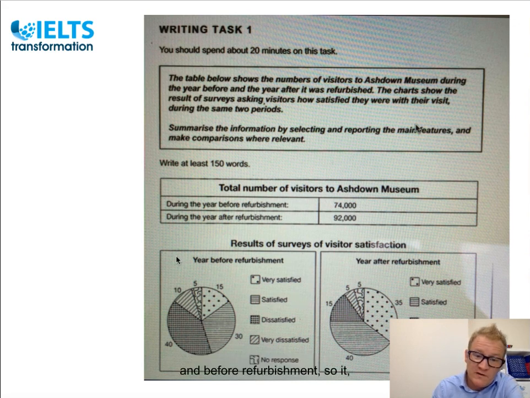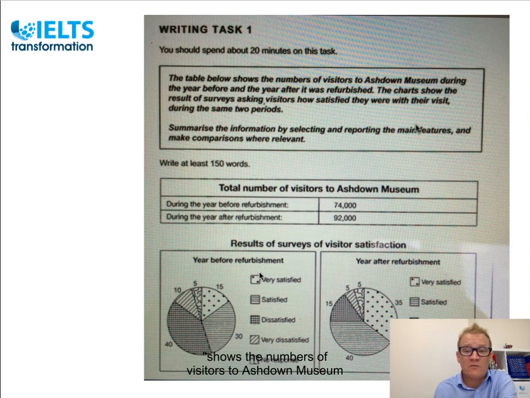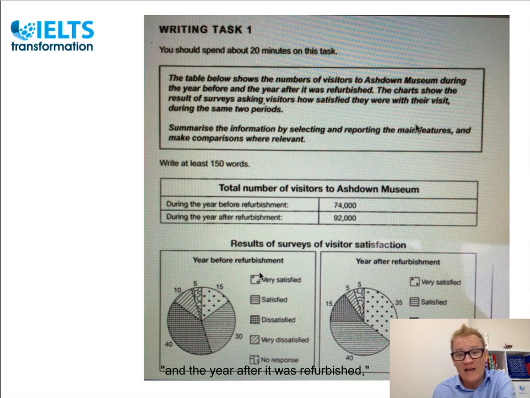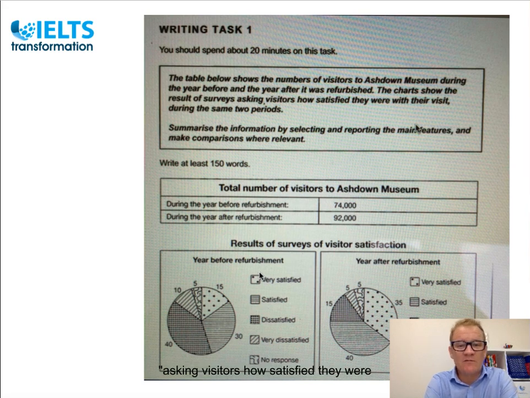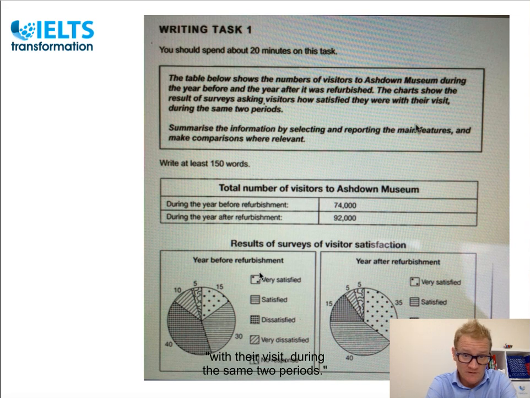And before refurbishment, so it shows the numbers of visitors to Ashdown Museum during the year before and the year after it was refurbished. Refurbished means renovated, or everything's new inside. The charts show the results of surveys asking visitors how satisfied they were with their visit during the same 2 periods.